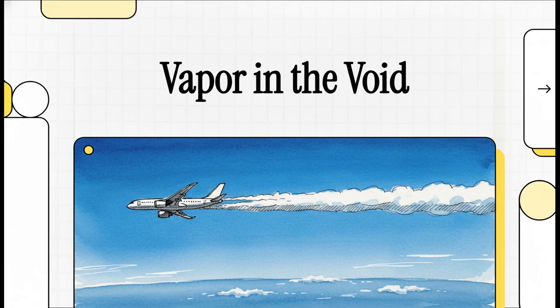I want you to picture something for a second. A perfect, crisp blue sky. You look up, and miles above the Earth, there's a commercial airliner silently cruising along. From all the way down here, it looks completely peaceful, right?